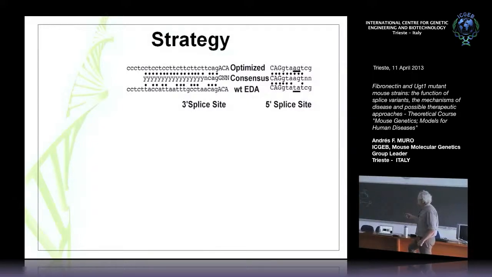This is the splicing site of the EDA. The EDA contains splicing sites as all the exons, but the strength of the splicing site depends on the conservation, or the similarity to the consensus site. In the case of the 5' splice site, we have the GT, and then there are 2 other bases that are not conserved and make this splice site weaker. The same thing happens with the 3' splice site. So what we did was to modify the splicing site.